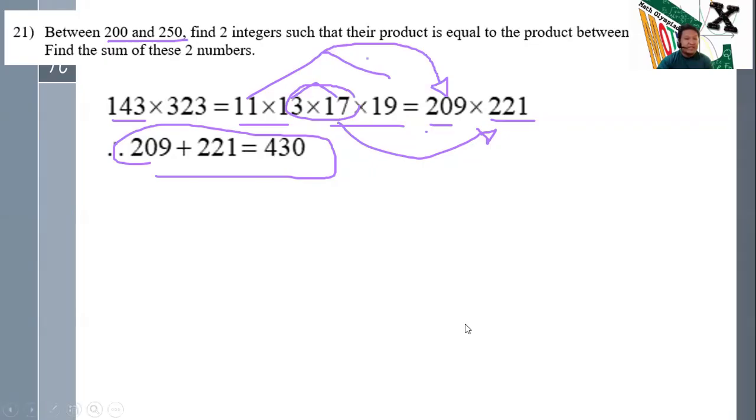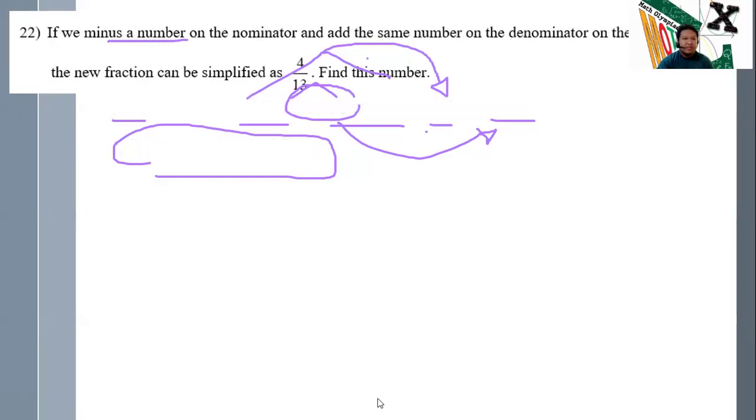Okay, hoping this one is a little bit easy. Any question or clarification for that? Because if there's none, let's try to move forward and finish this up. Question number 22.